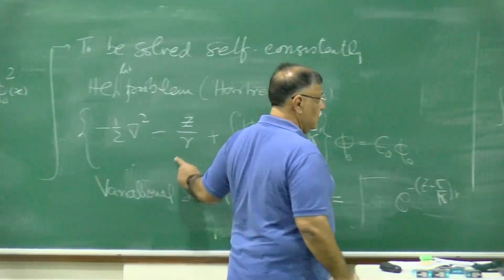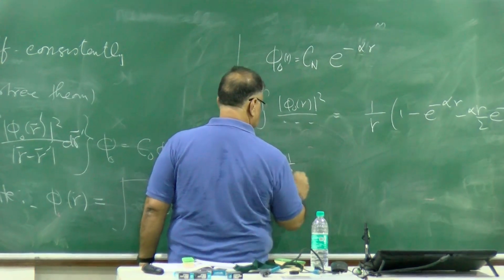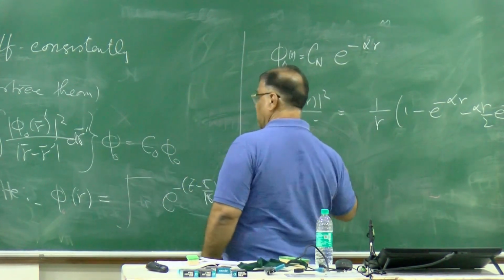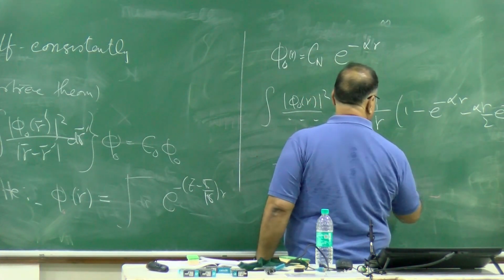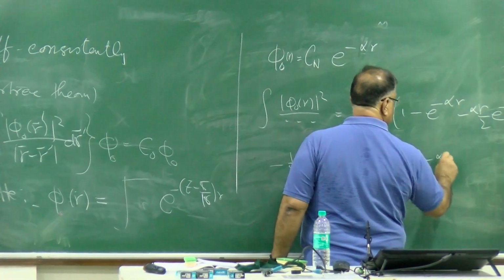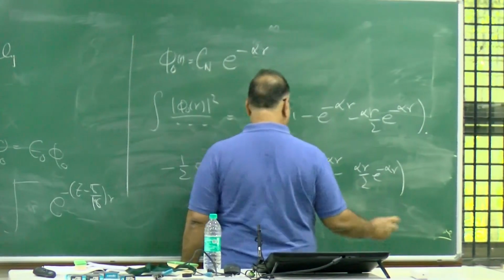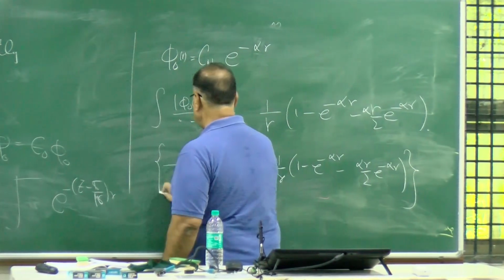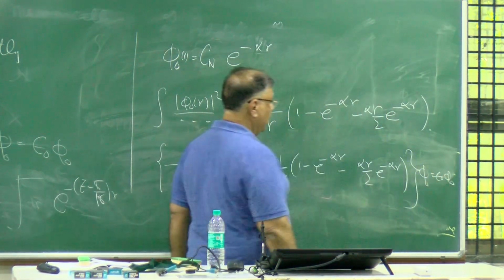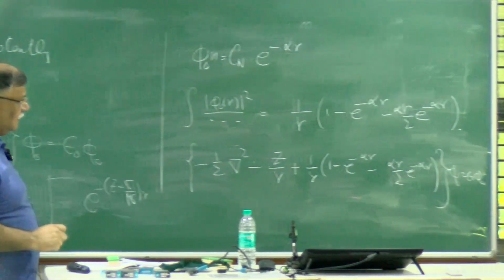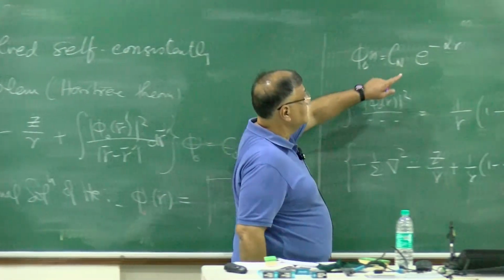So what I'm going to solve is, assuming this form: minus half del square minus z over r plus 1 over r, 1 minus e raised to minus alpha r by 2 e raised to minus alpha r, all this phi 0 equals epsilon 0 phi 0. And you're supposed to want to do it in a self-consistent manner. And phi 0 I have already assumed is this.